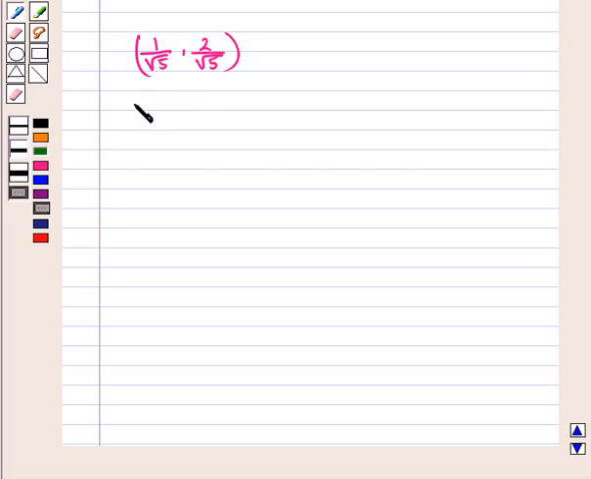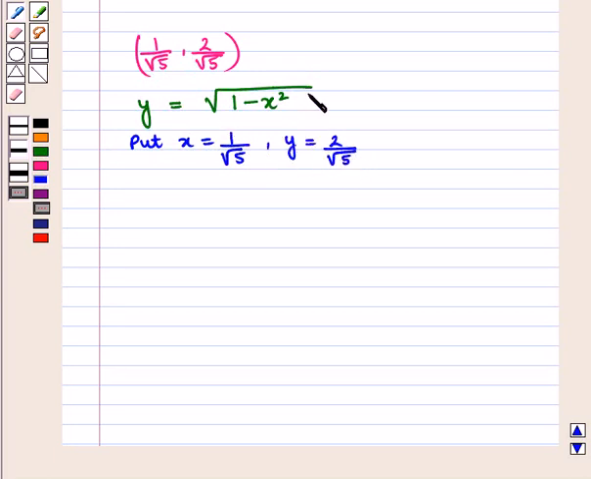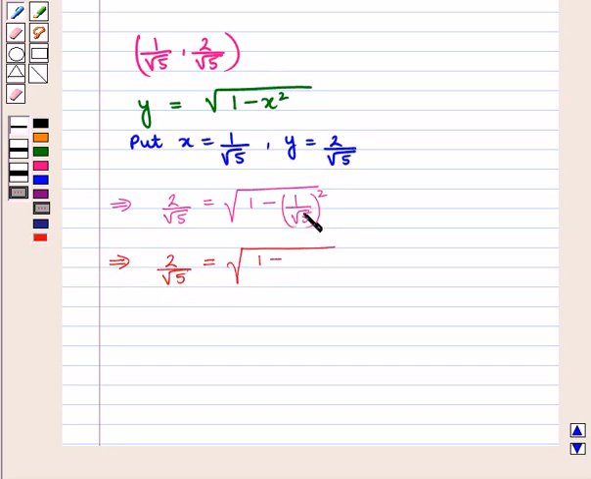We put this point in the equation y is equal to square root of 1 minus x square, that is we put x is equal to 1 upon square root of 5, y is equal to 2 upon square root of 5 in this equation, and we get y, that is 2 upon square root of 5, is equal to square root of 1 minus x square, that is 1 upon square root of 5 whole square, which implies that 2 upon square root of 5 is equal to square root of 1 minus 1 upon square root of 5 whole square is equal to 1 upon 5.